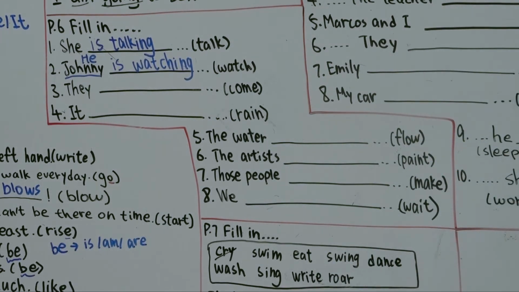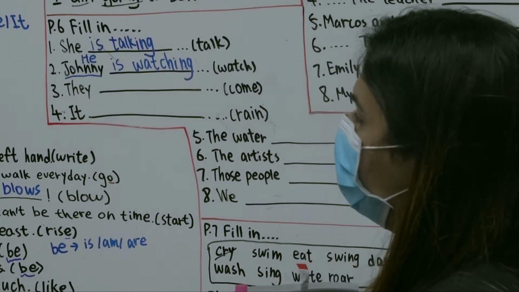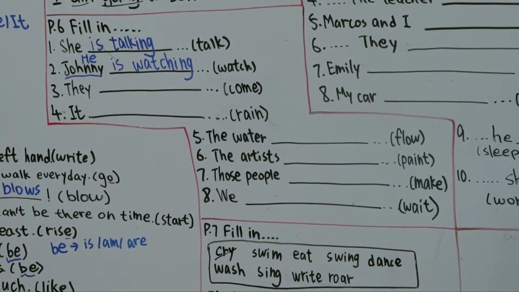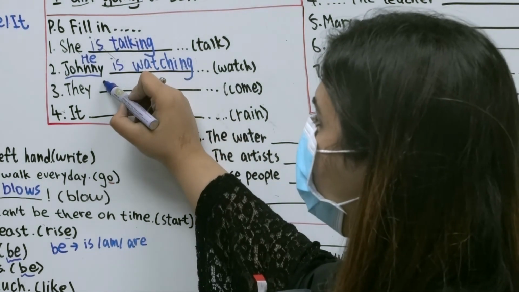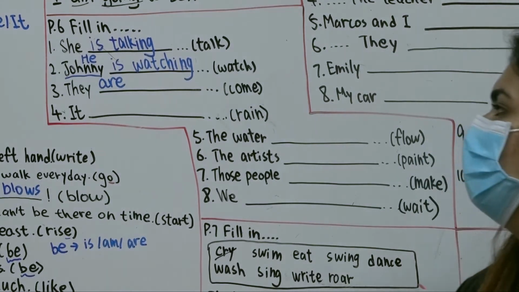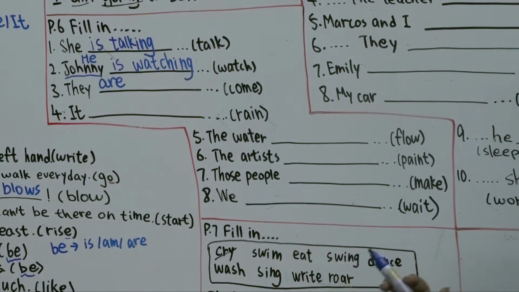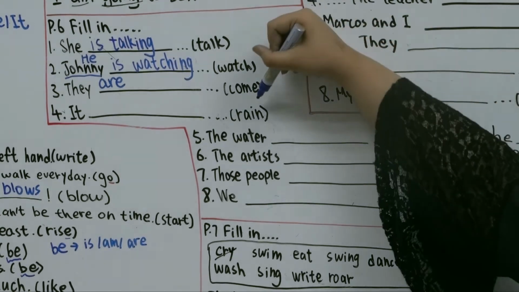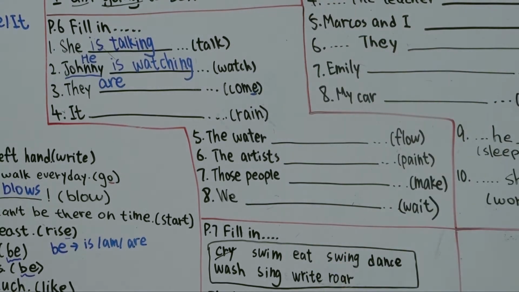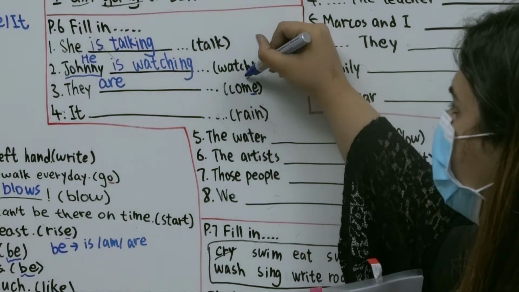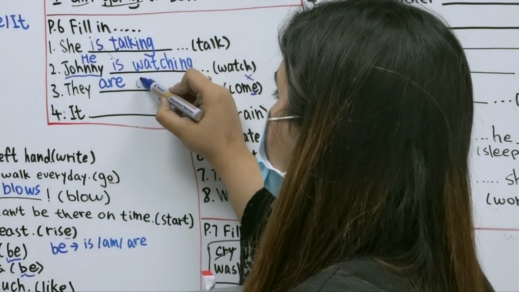Number 3. They space to visit me now. Subject they. Do we use is for they? Do we use am for they or do we use are for they? Of course we use are, right? They are coming. Alright. Special spelling rule. It ends with E. Do we add ing? Remember? Come ends with E. What do we have to do? Cross out the E and then add ing. Very good.